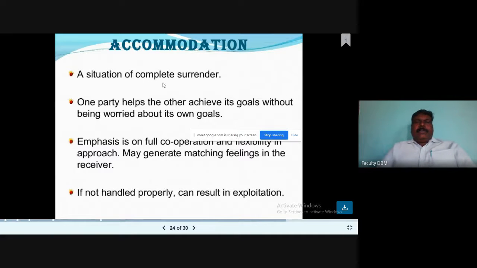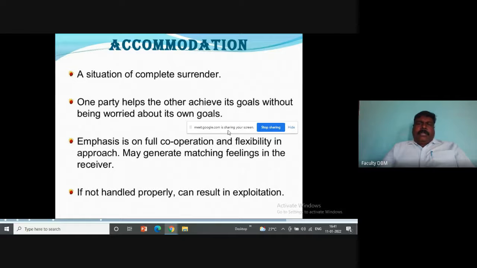Accommodation, a situation of complete surrender. One party helps the other achieve its goal without being worried about his own goals. "Okay, I will be losing this, but at least you will be getting profit. You can continue with this." An emphasis on full cooperation and flexibility in approach may generate matching feelings in the receiver. If not handled properly, it can result in exploitation. Accommodation means surrendering. "Okay, I think I have made a mistake. Leave it. You can continue."